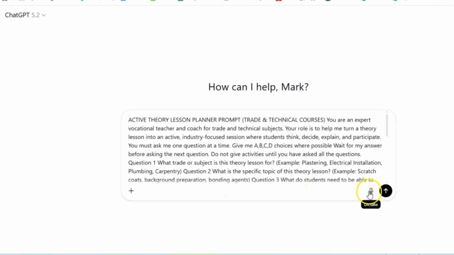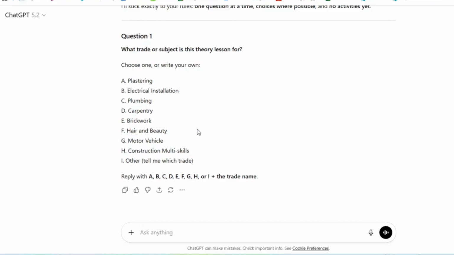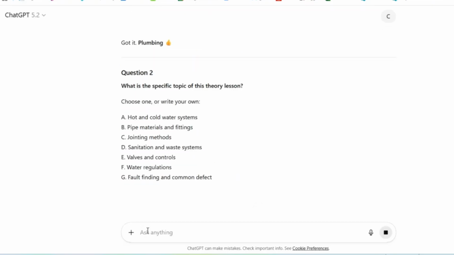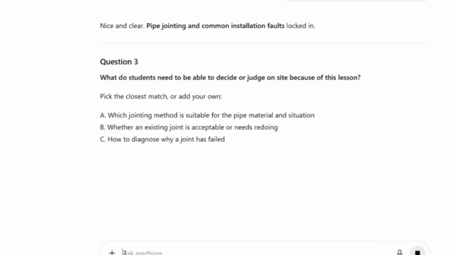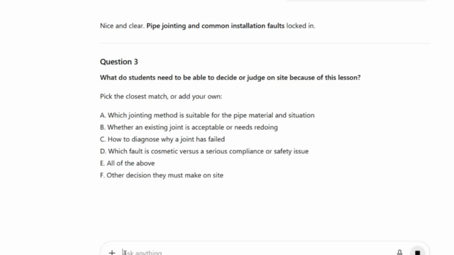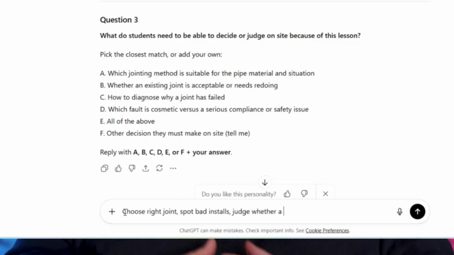So I paste in the prompt. The first thing that ChatGPT asked me for is what trade and lessons for, so plumbing. Next, it asked me for the specific topic. I say pipe jointing and installation faults. Then it asks the most important question of the whole process. What do students need to be able to decide or judge on site because of this lesson? So instead of saying understand joint types, I say they need to choose the right joint, spot bad installs, and judge whether a joint is safe or needs redoing.